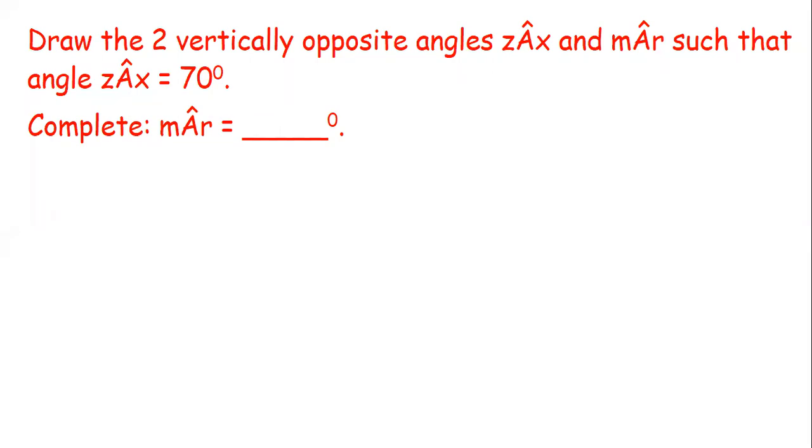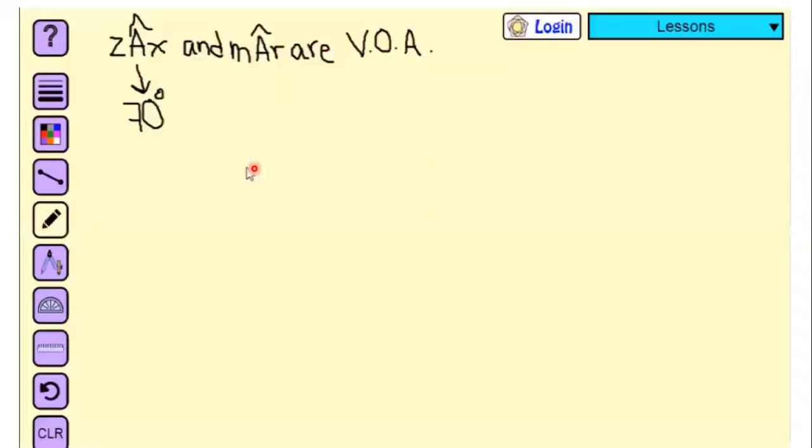Okay, now going to our worksheet, which is page 6, we want to draw two vertically opposite angles, which are ZAX and MAR, such that ZAX is equal to 70 degrees. After drawing the vertically opposite angles, I want to complete what is the measure of angle MAR. Okay, so look very well how I'm going to draw these two vertically opposite angles.